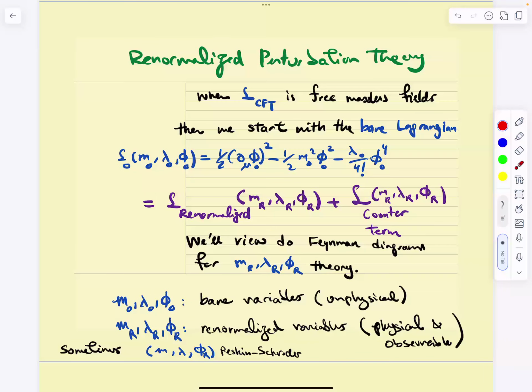So we take our perturbation theory Lagrangian that we had started with, and split it into 2 terms. A Lagrangian that's in terms of the renormalized variables and the counter term. There are infinities here, there are infinities here, there are no infinities here. That's the whole point.